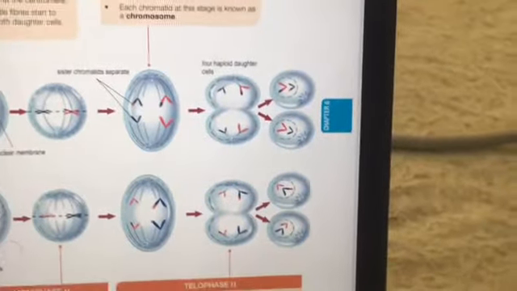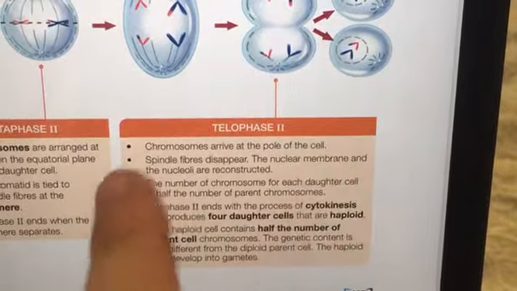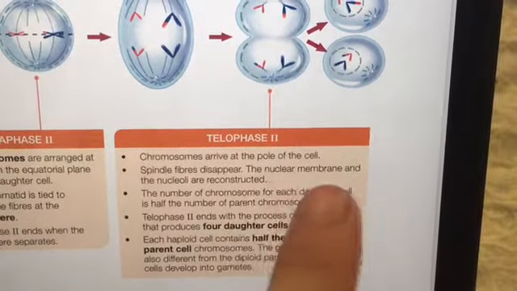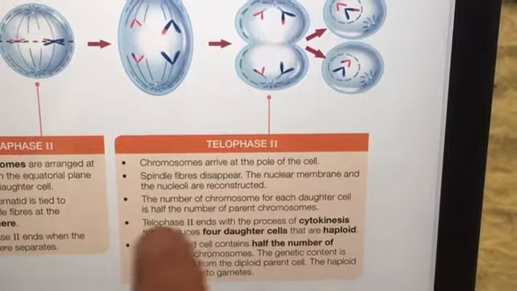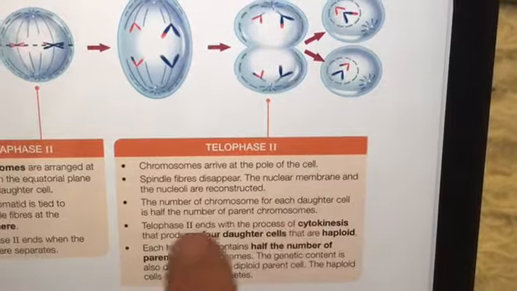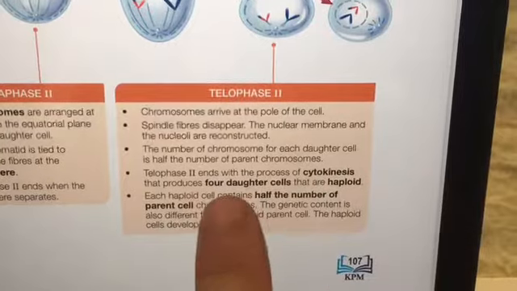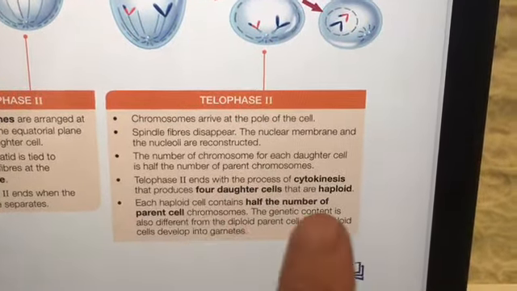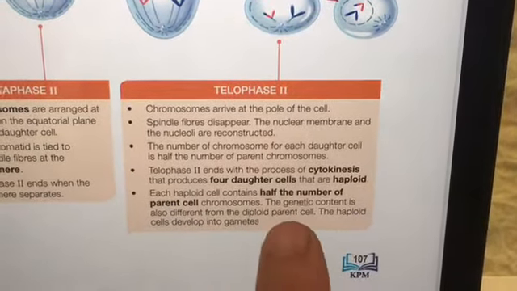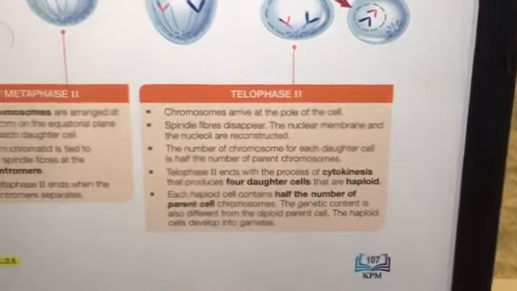Last but not least, we have telophase 2. Okay, this is telophase 2. So chromosomes arrive at the pole of the cell, spindle fibers disappear, the nuclear membrane and nucleoli are reconstructed. The number of chromosomes for each daughter cell is half the number of parent chromosomes. Telophase 2 ends with a process of cytokinesis that produces 4 daughter cells that are haploid. Each haploid cell contains half the number of parent cell chromosomes. The genetic content is also different from the diploid parent cell. The haploid cells develop into gametes.